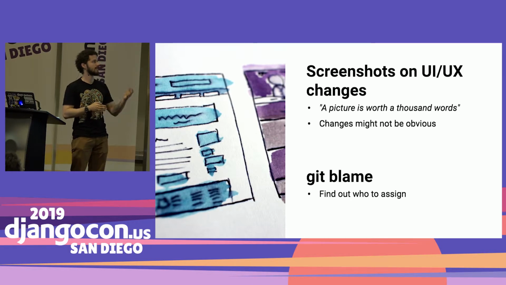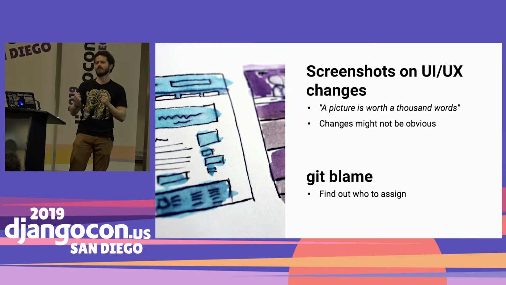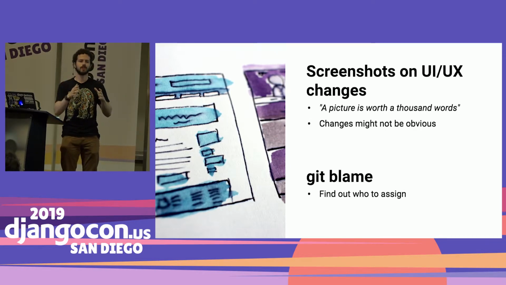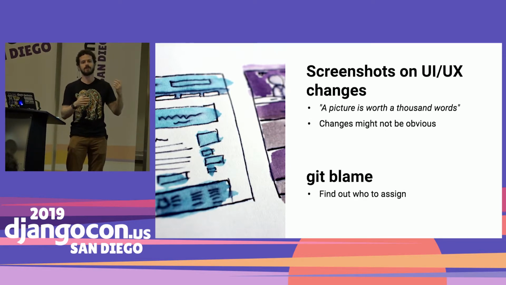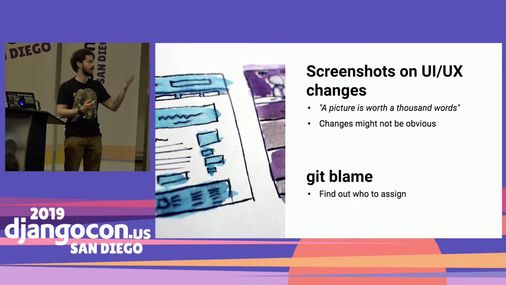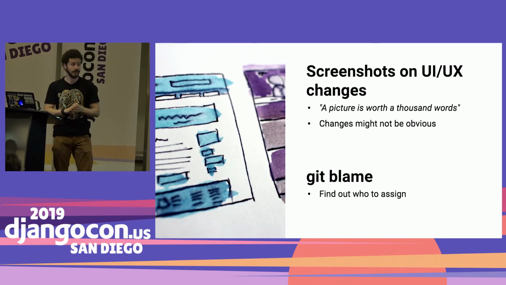The cliché says it: a picture is worth 1,000 words. Also, some changes are very small. Some changes, when you're in the context, you can see very easily, but someone who's reviewing doesn't know, so they might not be obvious.